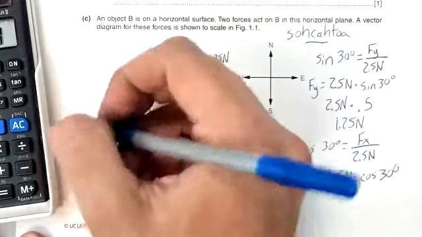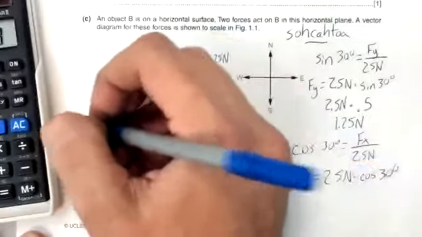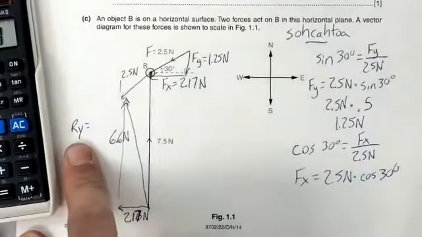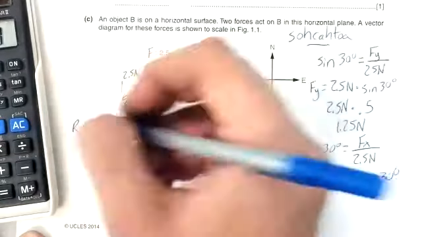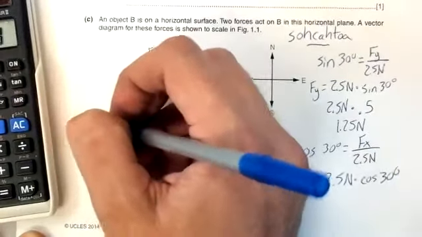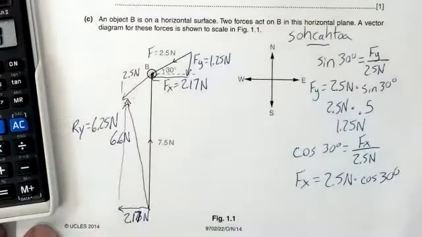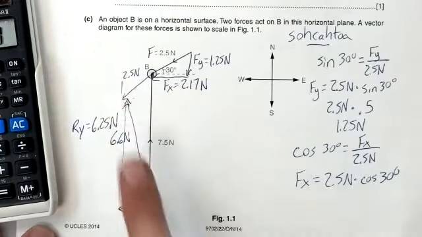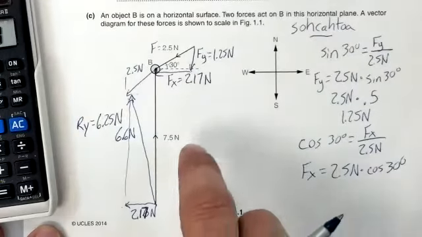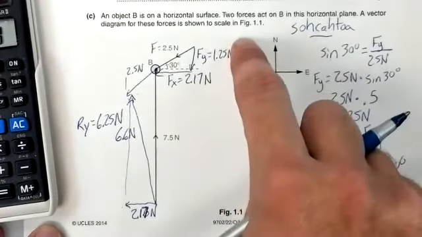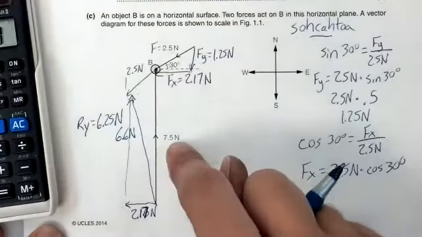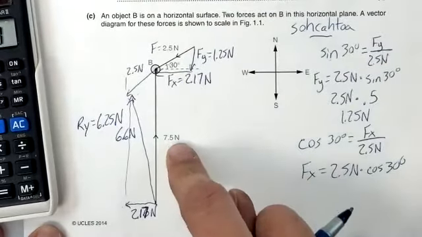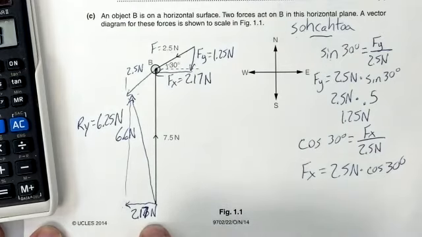And so the net component in the y direction for my resultant has to be 7.5 minus 1.25, or 6.25 newtons, right? The 6.6 was my hypotenuse here. So I know that the up is 6.25, the sum of my vertical components. This one's down, so I have to subtract it from this, right? They oppose each other. My left is 2.17.